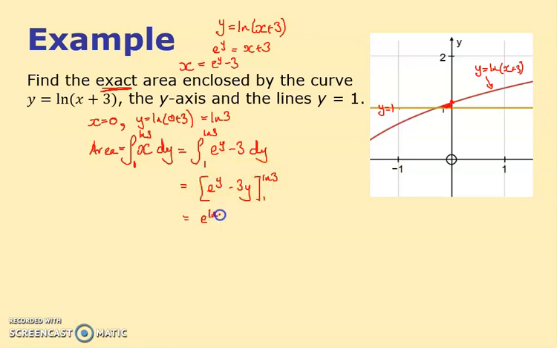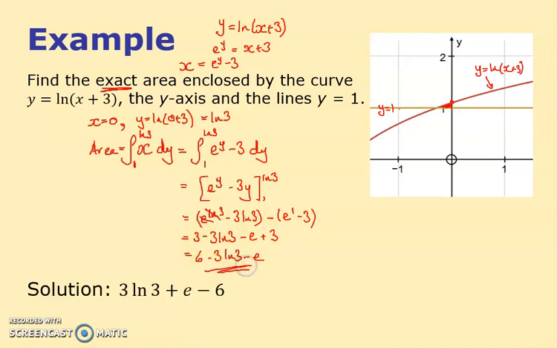It's e to the log 3 minus 3 log 3, minus, I'll put the 1 in. That's e to the 1 minus 3 times 1, which is 3. Now e to the log disappears, so that's 3 minus 3 log 3 minus e, that's plus 3 I think, plus 3. So when I do this, I get 3 plus 3 is 6, minus 3 log 3 minus e. Don't know what the answer is. Well, I've got minus e.